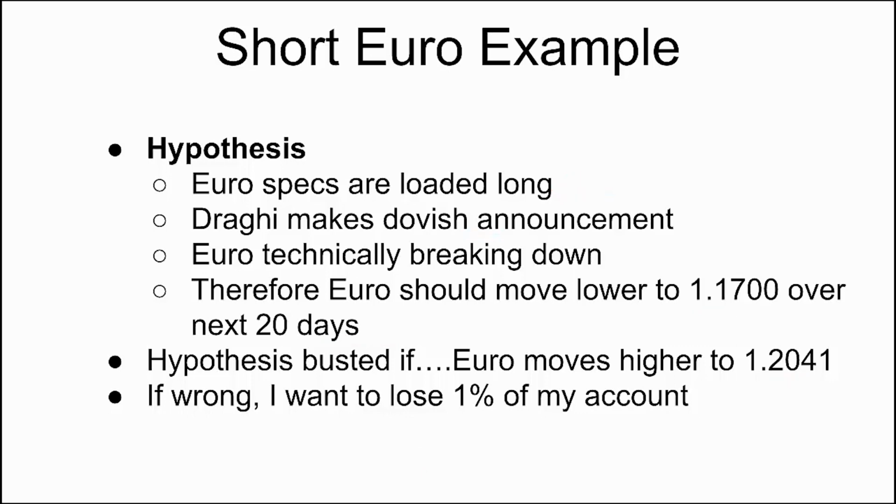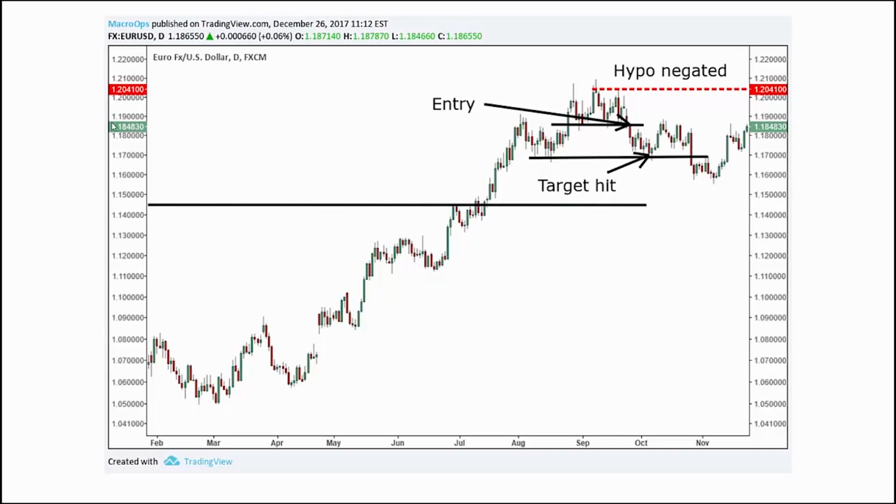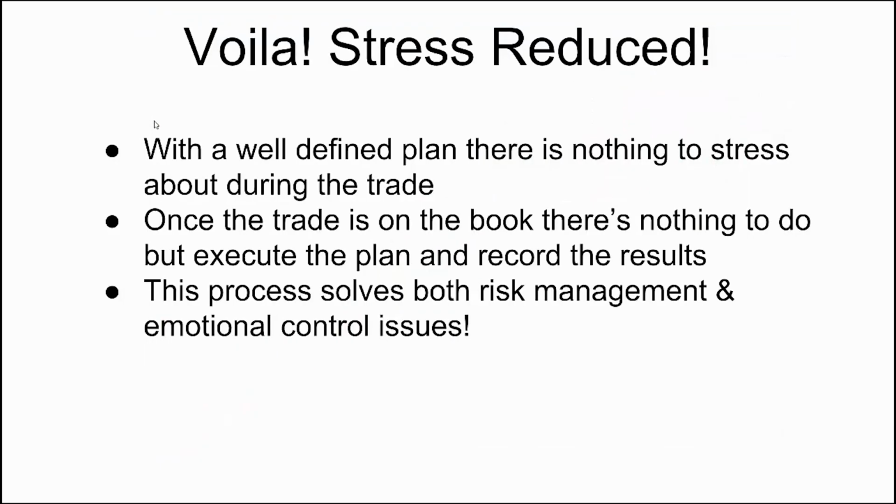So now I have a well thought out plan. And here's what the trade looked like. This was back in October. I entered right here. Target was hit. And here was the area where the hypothesis was negated. If the Euro went to new highs, I would say, okay, maybe I'm not seeing something correctly in the Euro here, and I would just take the loss. But I have a pretty well-defined plan for what's going to happen in this trade before it occurs.